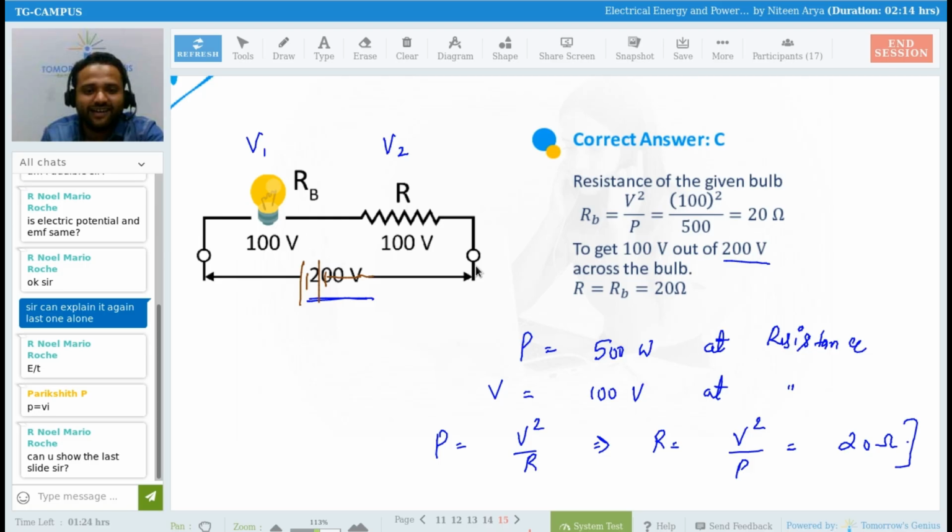So why? That is why I teach you this, because it is divided. If it is not divided, it is going to be maybe 80 or something else. Okay, this is the reason.